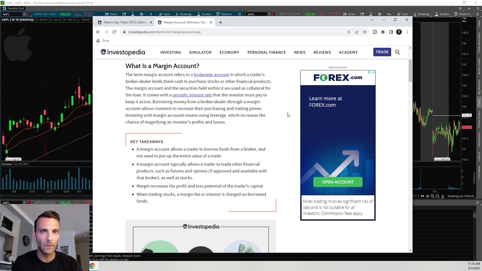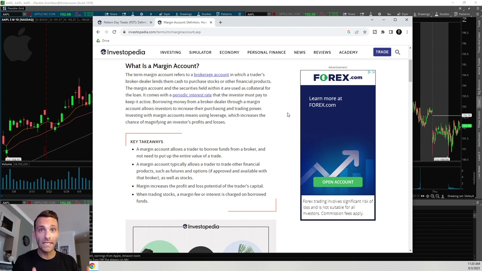Now let's quickly talk about what a margin account is for those that don't know. The margin account refers to a brokerage account in which a trader's broker-dealer lends them cash to purchase stocks or other financial products. So let's say you have $25,000 in your broker account. Typically, it's going to be 4-to-1 leverage or margin. So that $25,000 now has the buying power of $100,000.